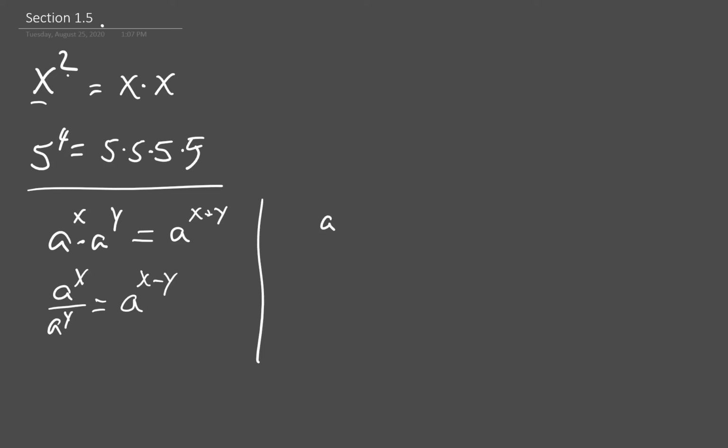If I have a to the x to the y, so I have y copies of x copies of a. So I've got a whole bunch of copies of a. How many of them do I have? Well, I've got y times x of them because there are y groups of x copies. So altogether I have xy a's multiplied together.